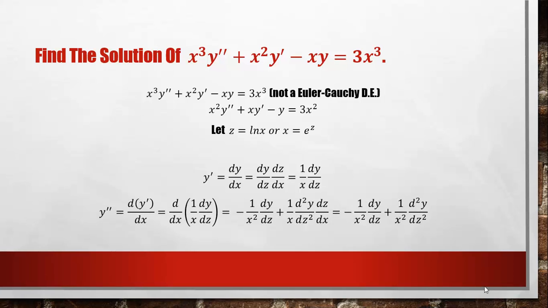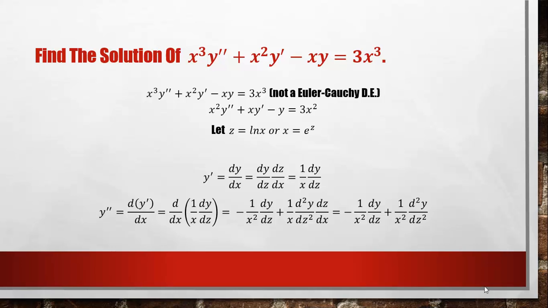So y double prime, which is the derivative of y prime with respect to x, is equal to the derivative of 1 over x dy over dz with respect to x, which is equal to, by the product rule, negative 1 over x squared dy over dz plus 1 over x d squared y over dz squared, again where dz over dx is equal to 1 over x. Hence, y double prime is equal to negative 1 over x squared dy over dz plus 1 over x squared d squared y over dz squared.